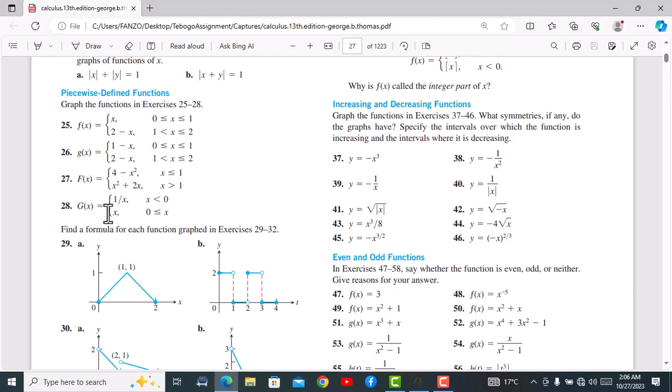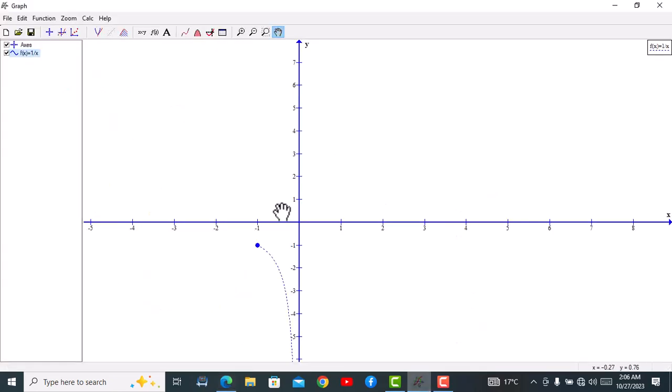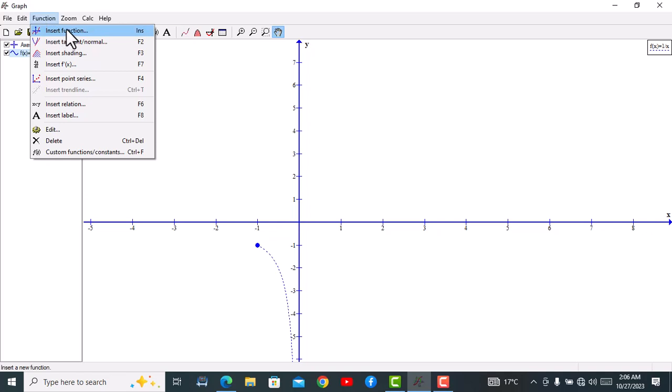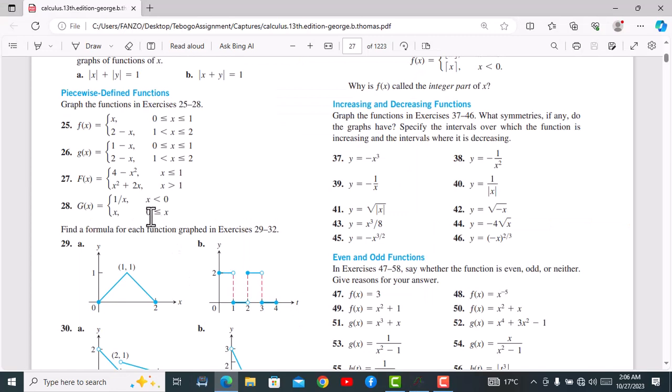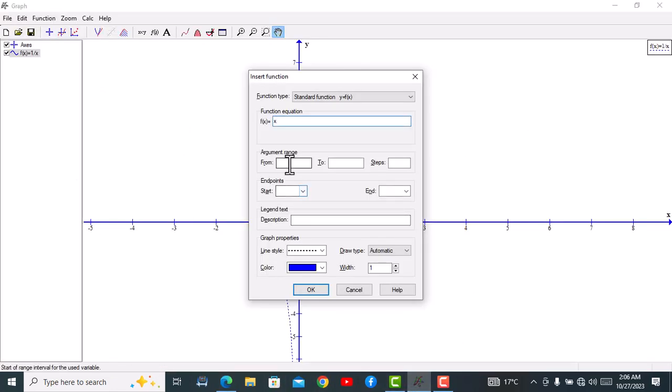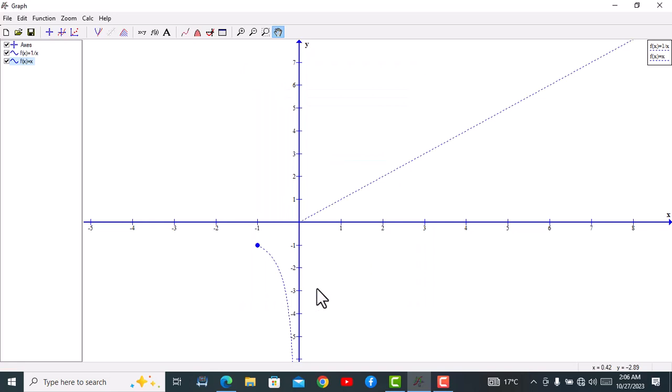And then we have another function which is x, where x is greater or equals to 0, so it should start from 0 towards positive infinity, because all those values going to the right are greater or equals to 0. So we can draw this. There we have it. Very important.